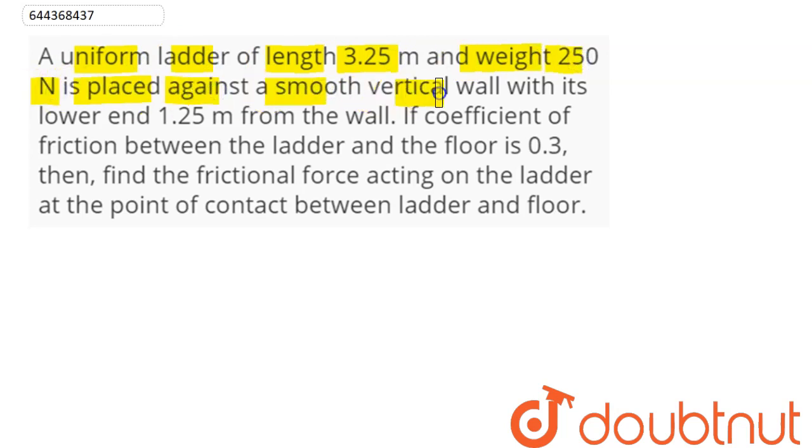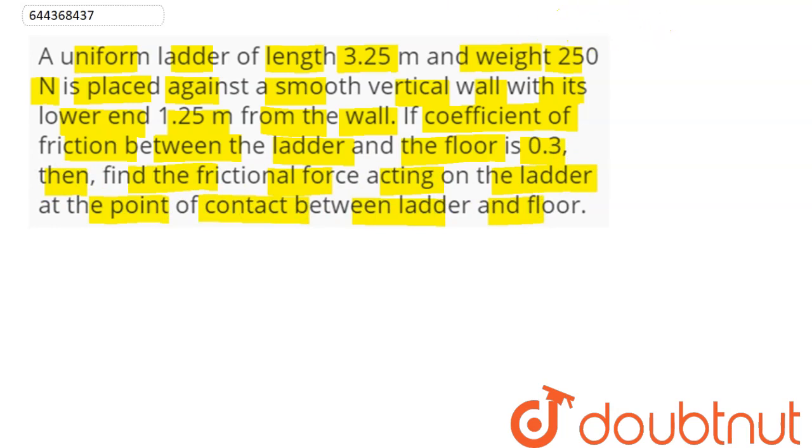Question: a uniform ladder of length 3.25 meter and weight 250 Newton is placed against a smooth vertical wall with its lower end 1.25 meter from the wall. If the coefficient of friction between the ladder and floor is 0.3, then find the frictional force acting on the ladder at the point of contact between the ladder and the floor.